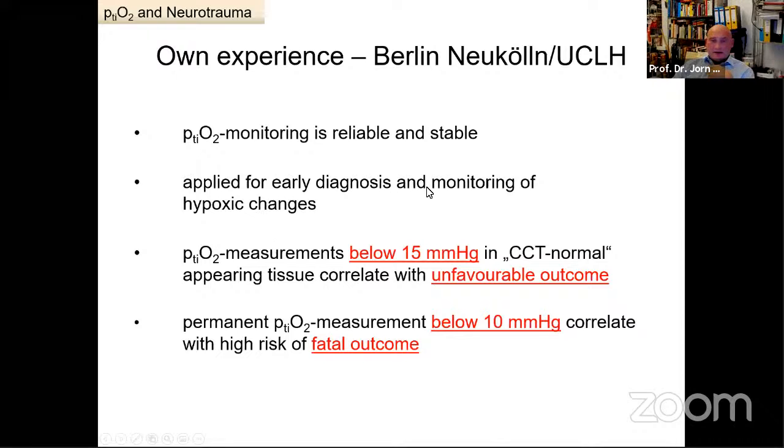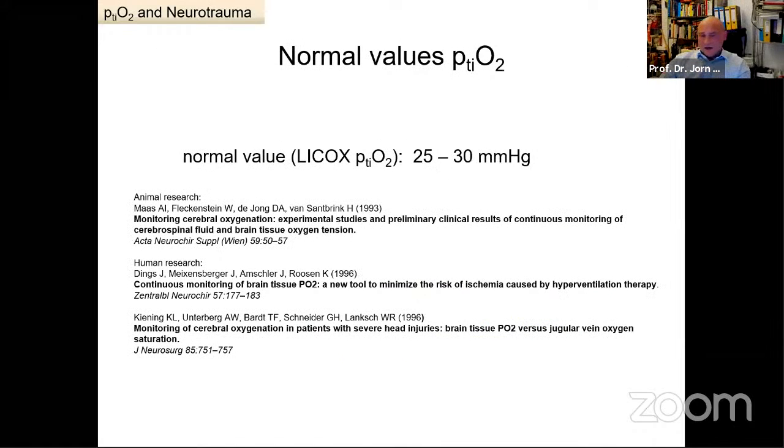We apply it for early diagnosis and monitoring of hypoxic changes, and if you put a PO2 probe in CT normal, and that's important, in CT normal appearing tissue, and you measure below 15 millimeters mercury, this is correlated with an unfavorable outcome. And if you have a permanent measurement below 10 millimeters mercury, you have a very high correlation with the fatal outcome. So the normal value in the brain tissue is roughly 25 to 30 millimeters mercury.